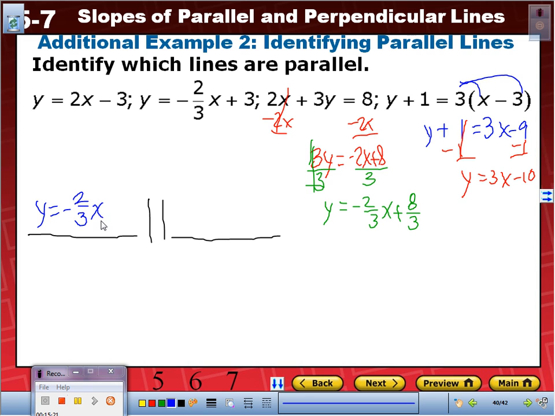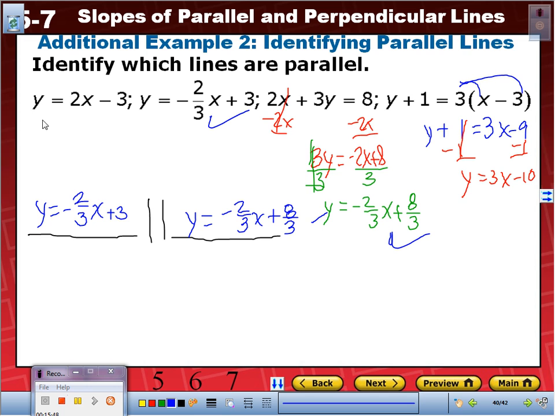y minus 2/3 x plus 3 is parallel with y equals negative 2/3 x plus 8/3. Let's see. Do they have the same slope? Yes. Do they have different intercepts? Yes. So therefore that is correct. So this one with this one.